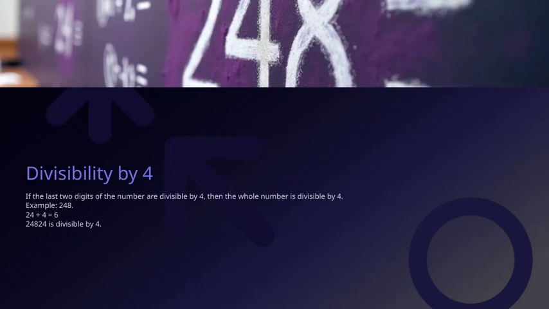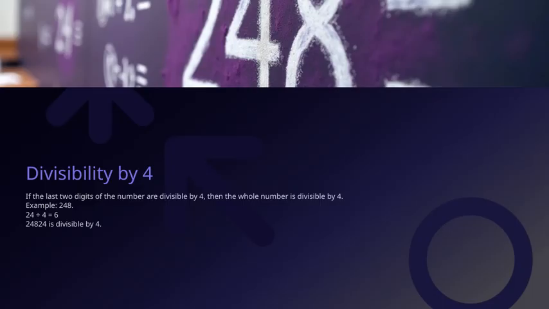The key idea here is that if the last two digits of a number are divisible by 4, then the entire number is divisible by 4. This is a really useful shortcut because it saves us from having to divide the whole number. For example, take the number 248. Look at the last two digits, which are 48. Since 48 divided by 4 equals 12, with no remainder, we know 48 is divisible by 4. Therefore, the entire number, 248, is divisible by 4 as well.